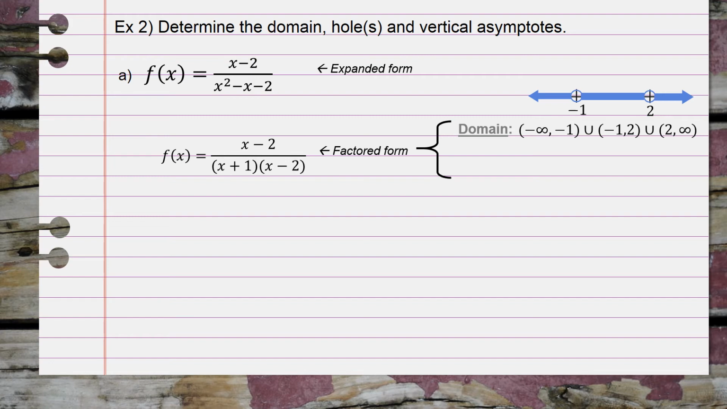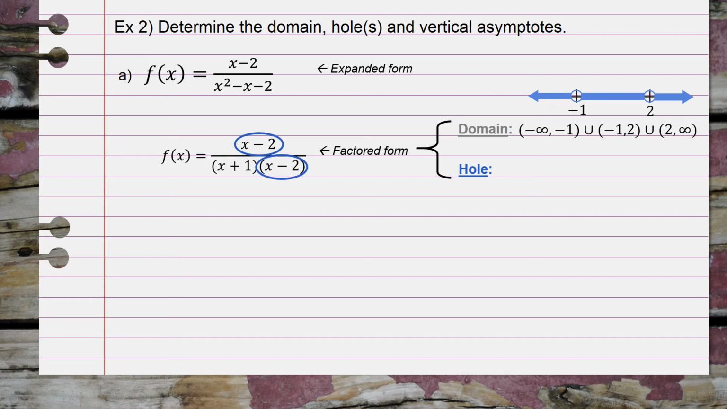Now, from the factored form, what else can we identify? Well, any possible holes. How do we find holes? Well, holes are identified by any common factors. So we look in our factored form. Do you see any common factors?